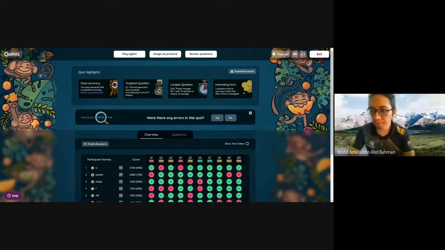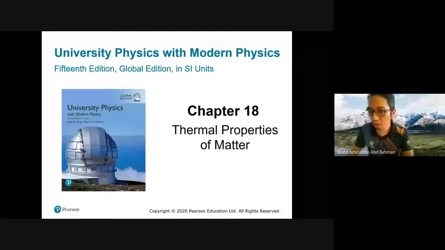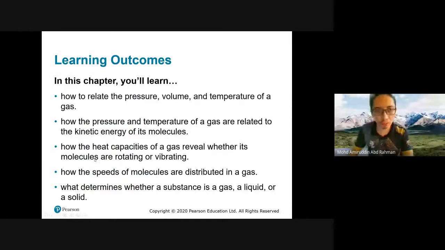Okay, so let's go to chapter 18. We're going to talk about thermal properties. Before this, we discussed heat and thermal, and then we look further into the thermal properties of metal. In this chapter, you will learn about the relationship between pressure, volume, and temperature of gas, and about the heat capacities and the speed of molecules. So how do you determine whether it is a gas, a liquid, or a solid?